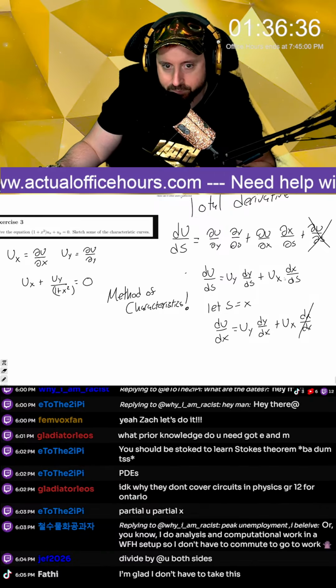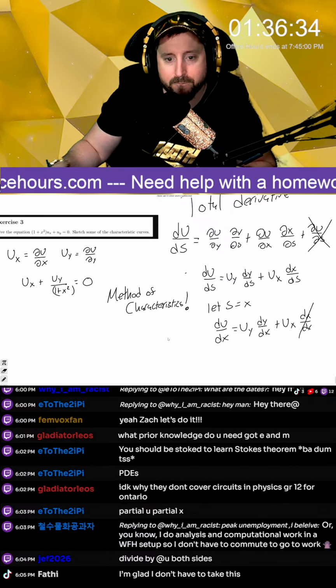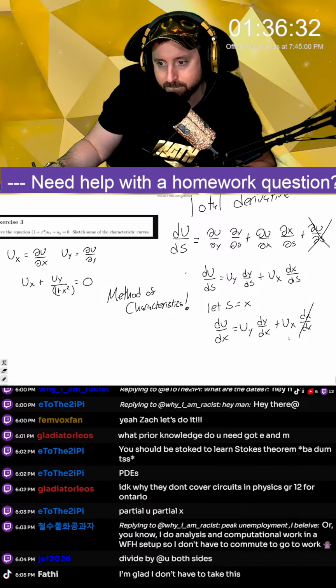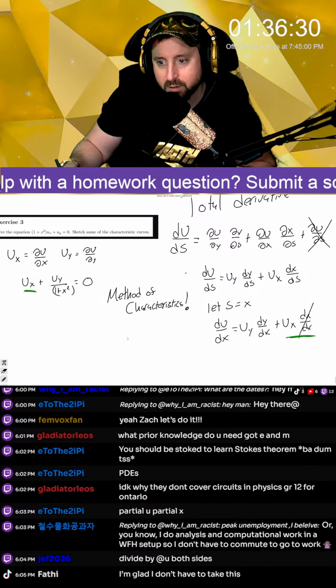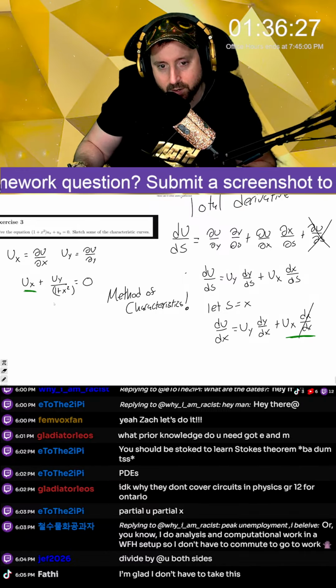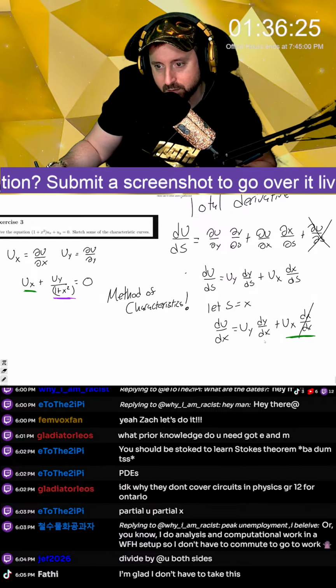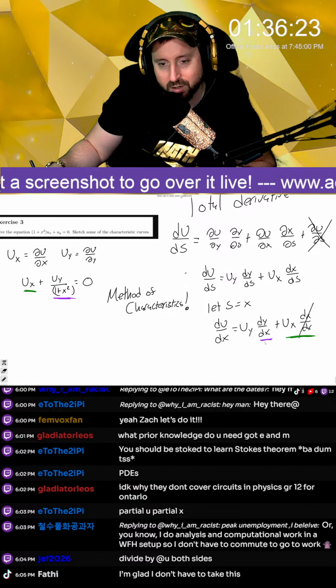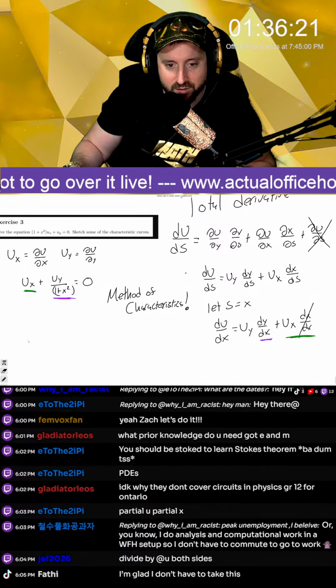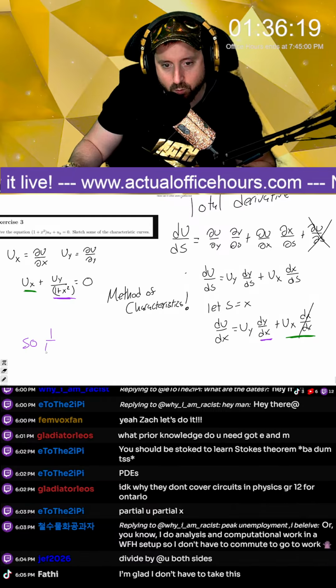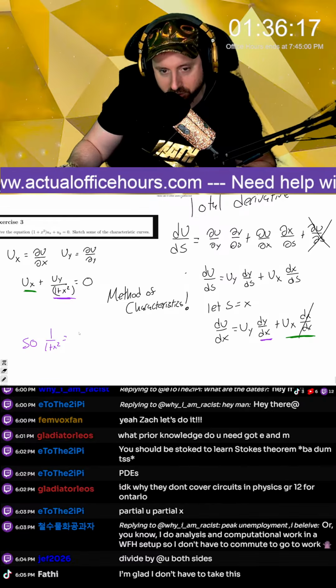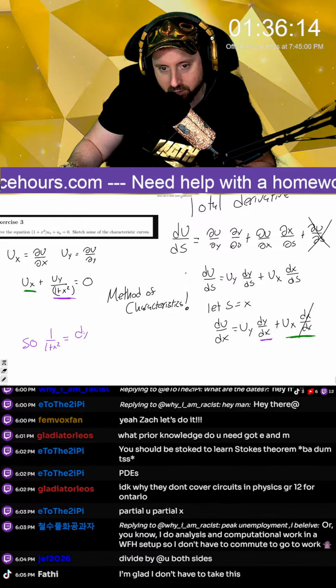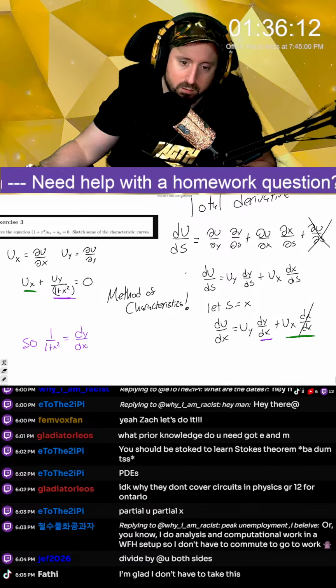Right, so then we can take a look and say, okay, our dy/dx is going to be 1 over 1 plus x squared. So 1 over 1 plus x squared is equal to dy/dx. And then you have another condition in there.